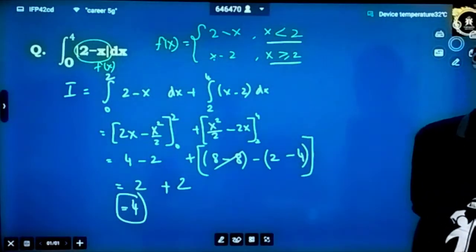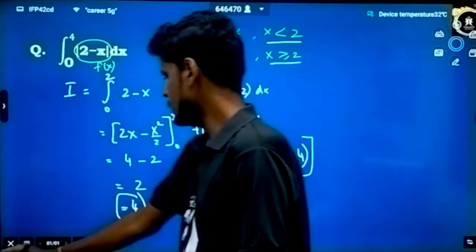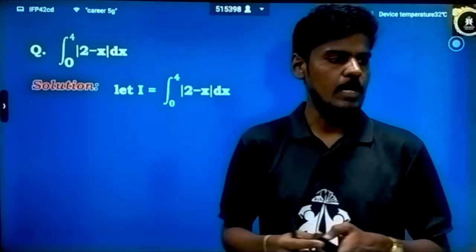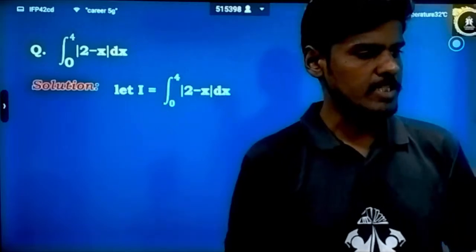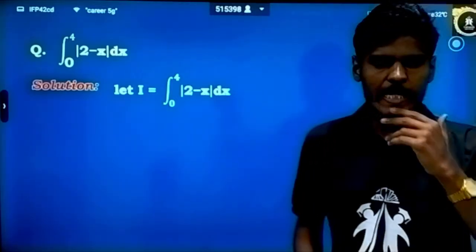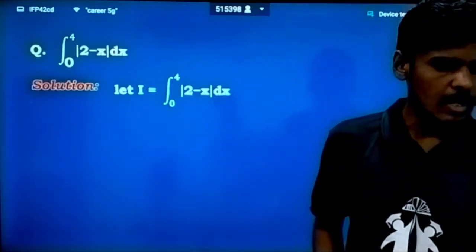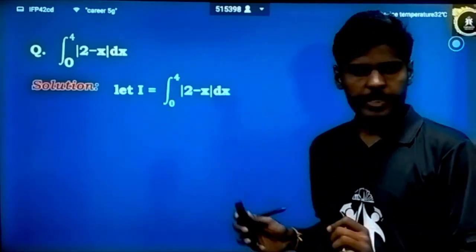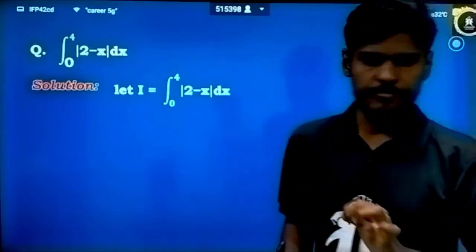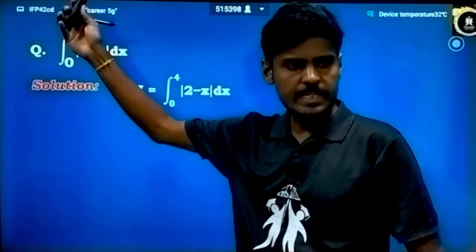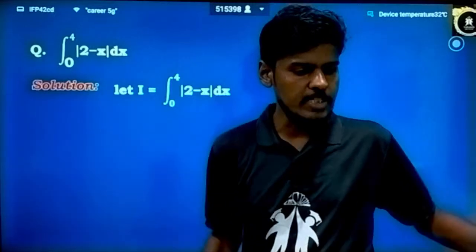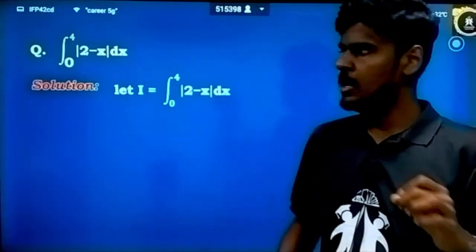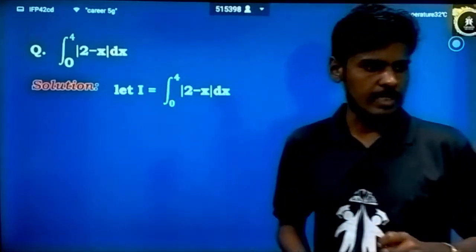Clear now students? Easy? Now let's see the solution. Always remember, whenever we have a modulus, whenever we have a break in the function which is not a smooth curve, or whenever the function has a sharp point, or whenever the function is not differentiable at a point, then we need to evaluate carefully. Based on the integral interval, that is the limits, we have to see if the function has a smooth curve or any sharp points, if the function is differentiable or not. At those points, we have to split the integral.